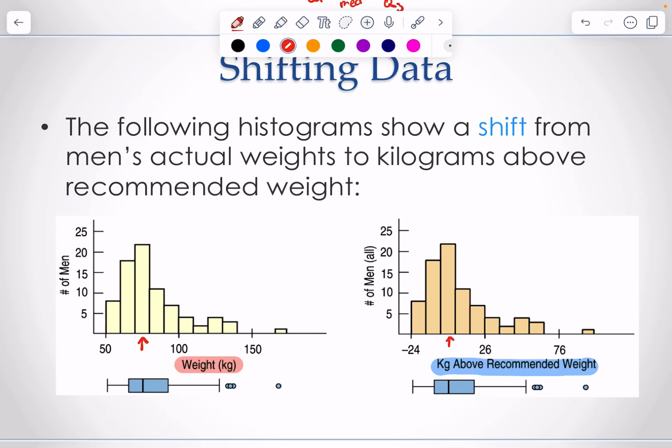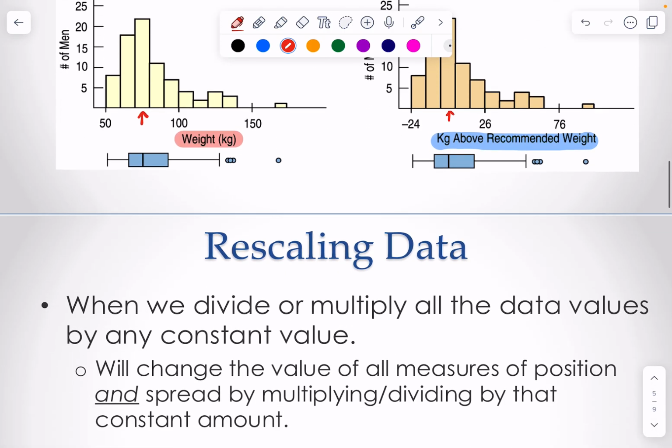And I see that the shapes are exactly identical, the variability is exactly the same. So everything that has to do with measures of spread remained unaffected by that shift. And so that's one of the things we have to be aware of, is if we add or subtract constants, positions will change, spread will remain unaffected.